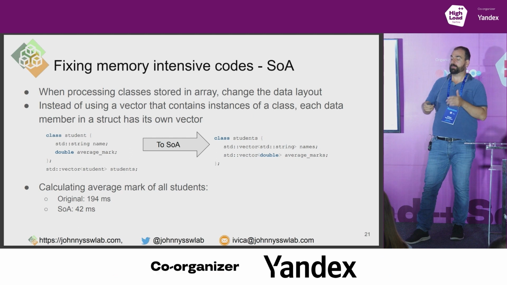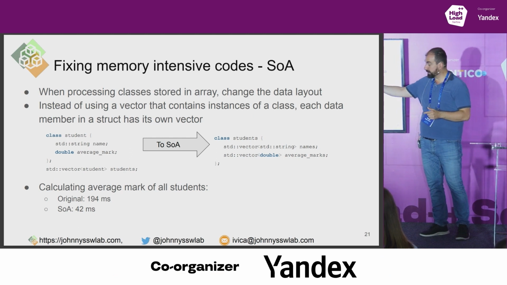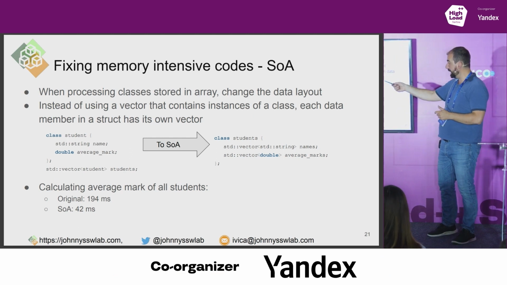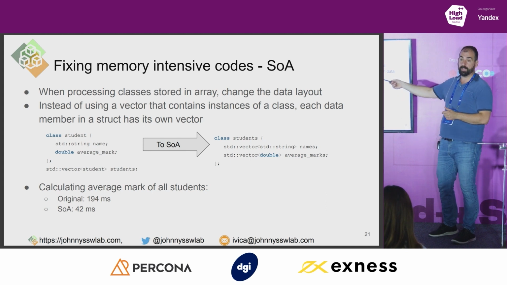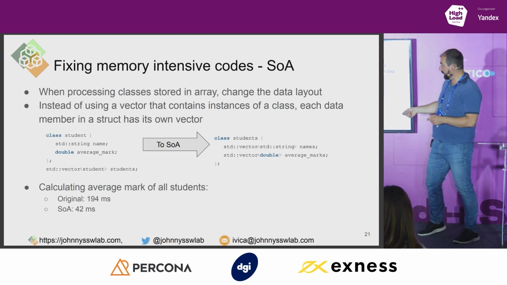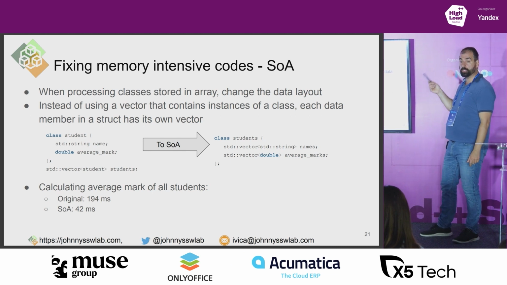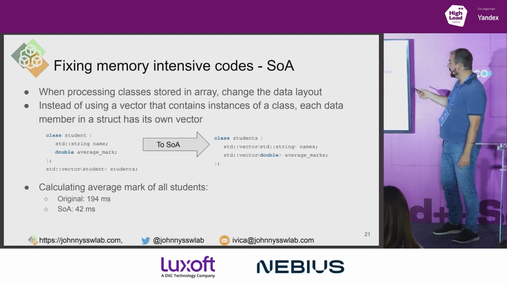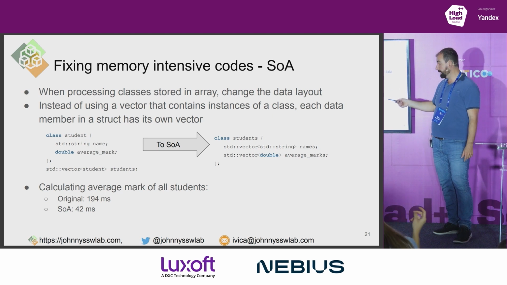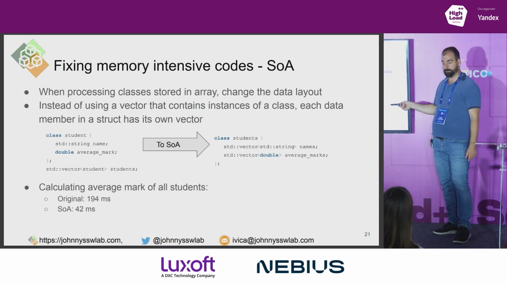Let's explain through an example. On the left, you have a class student. It has a name and average mark. This is array of structures, that's the original. And we have a vector named students. On the right, you have a class called students. And inside, you have names as one vector and average marks as another vector.